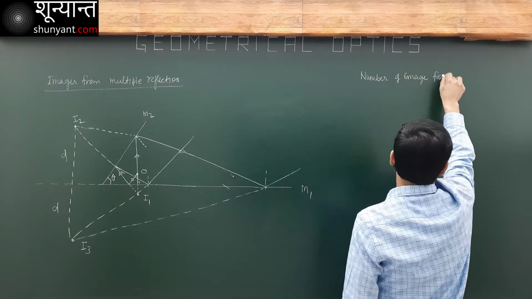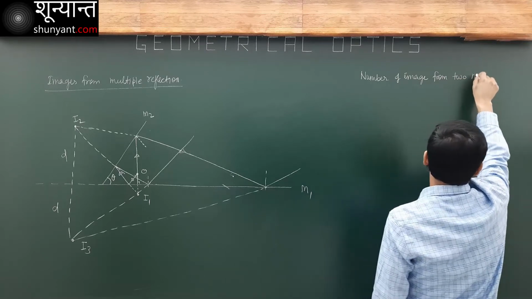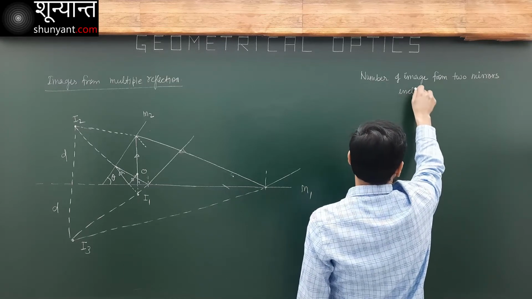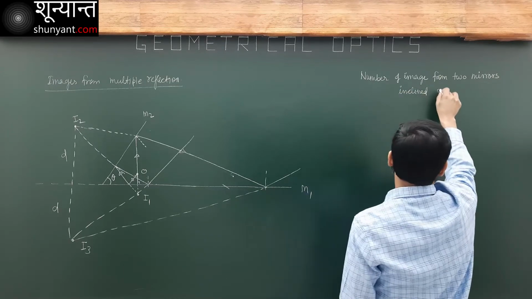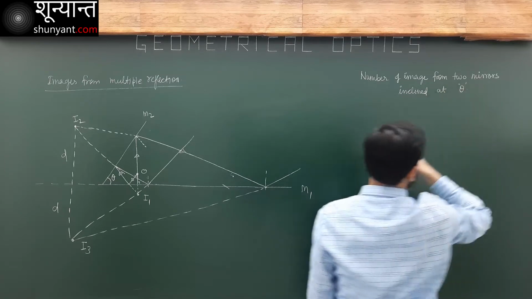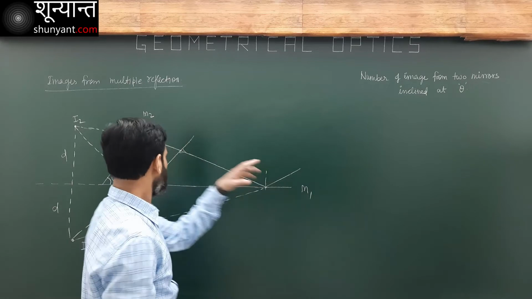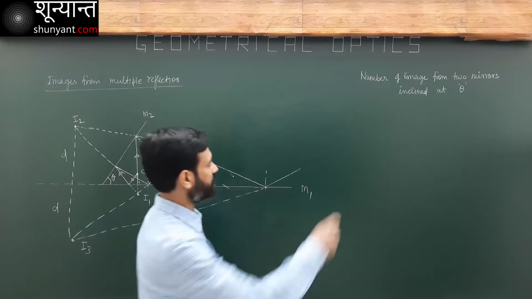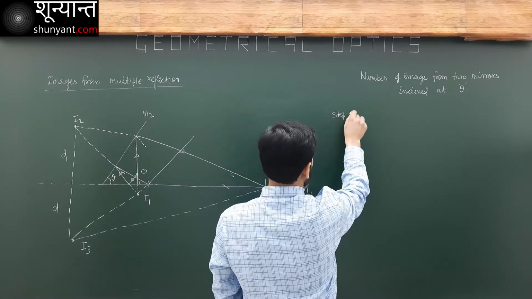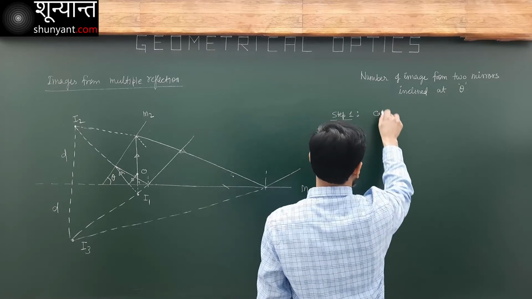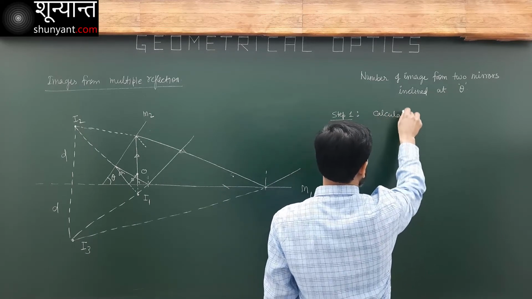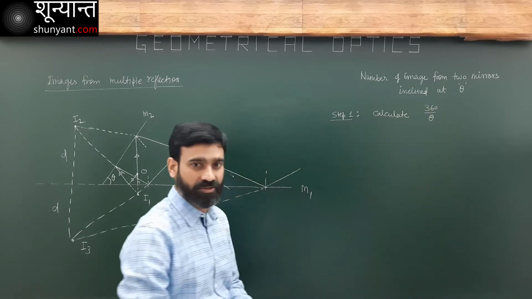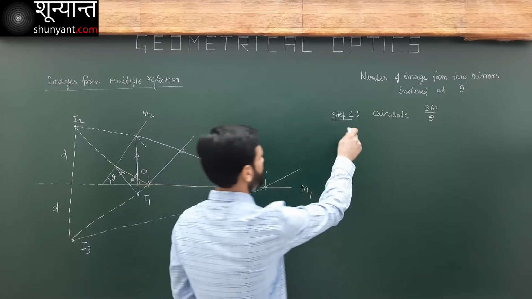Number of images from two mirrors inclined at theta. Theta is the angle between these two mirrors, M1 and M2. How do I find the number of images? Step 1: calculate 360 over theta.